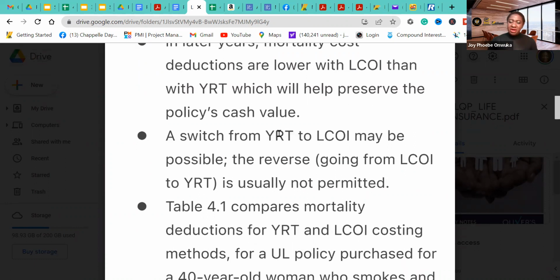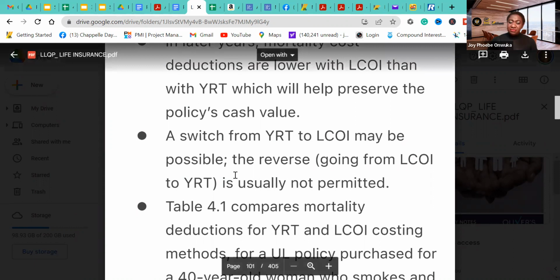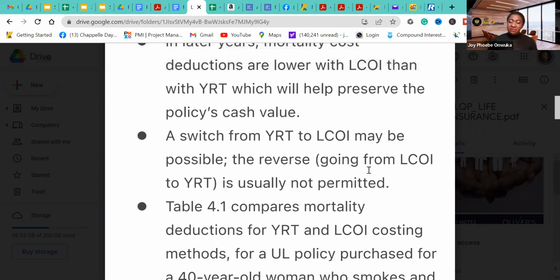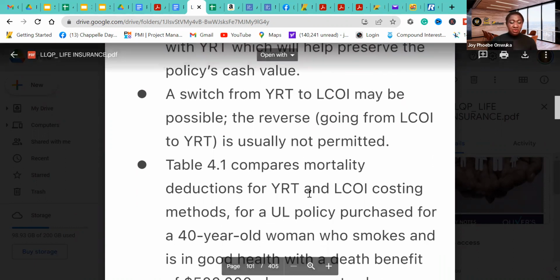A switch from YRT to level cost of insurance may be possible. The reverse, going from level cost of insurance to YRT, is usually not permitted.